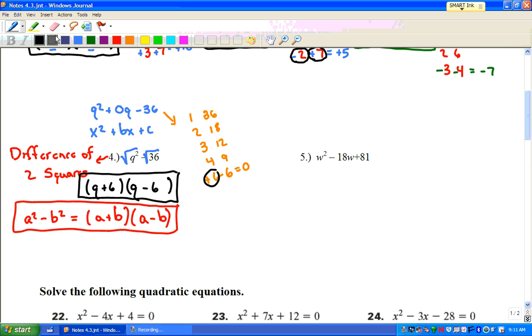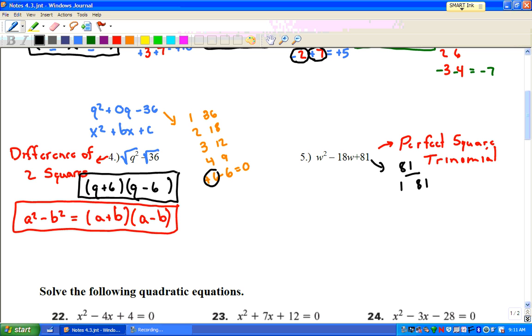Now, this one right here is known as the perfect square trinomial. For the perfect square trinomial, there is a rule to this one. I just prefer to stick with the basics. Take all my factors of 81, right? 1 times 81.